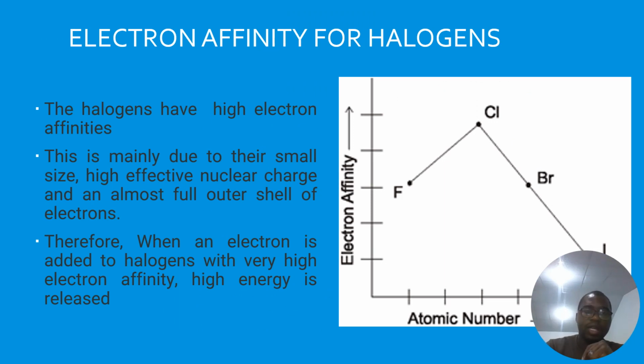In conclusion, I would love to state the electron affinities for halogens. They have higher electron affinities, and this is due to their small size. They have a small size, therefore a high effective nuclear charge and an almost full outer shell of electrons. So when an electron is added to the halogens, with a very high electron affinity, high energy is released. And this graph roughly shows how the electron affinities vary.